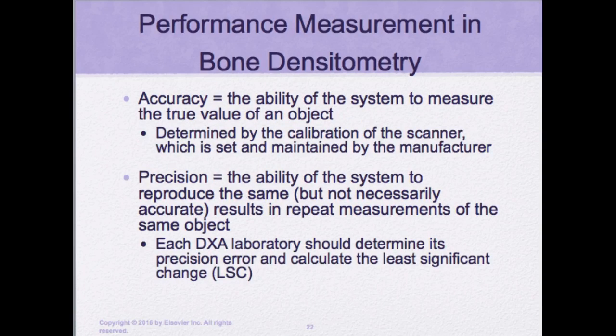Accuracy is the ability of the system to measure the true value of an object, determined by the calibration of the scanner, which is set and maintained by the manufacturer.